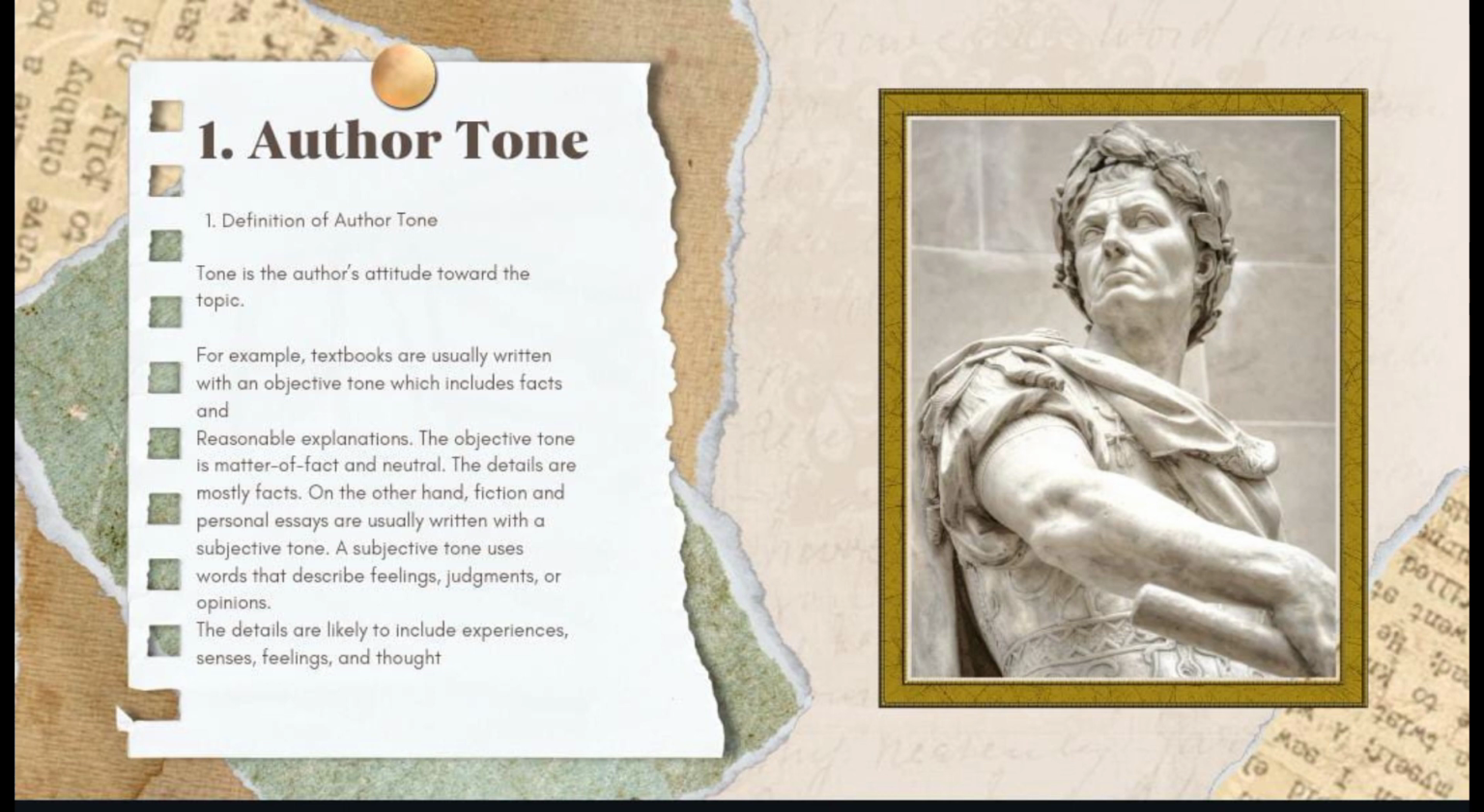On the other hand, fiction and personal essays are usually written with a subjective tone. A subjective tone uses words that describe feelings, judgments, or opinions. The details are likely to include experiences, senses, feelings, and thoughts. So this is like when you're talking in a conversation with other people in real life.